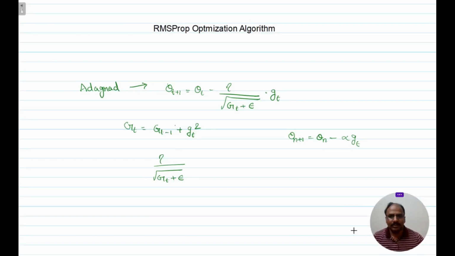In this lecture, we will discuss the RMSProp optimization algorithm. Before discussing this one more optimization algorithm, in earlier classes we discussed the normal stochastic gradient descent algorithm as well as the Adagrad algorithm. In the first class, we discussed the stochastic gradient descent algorithm.